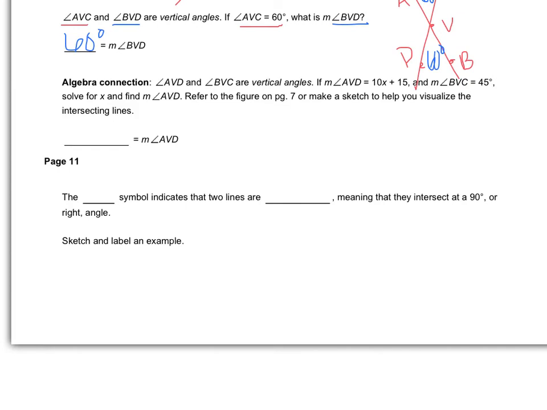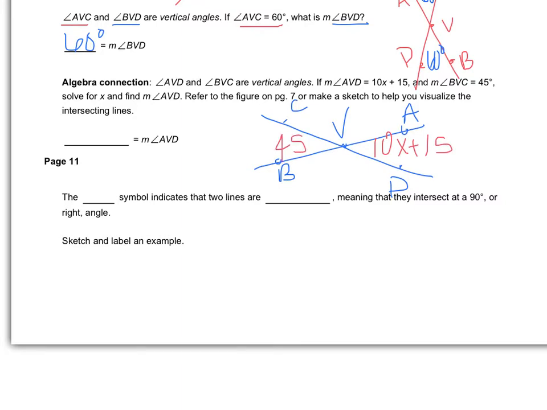So I have, again, two vertical angles, AVD and BVC. We're told that AVD is 10x plus 15 and BVC is 45. We're supposed to solve for x and find the measure of angle AVD. Well, again, we know that if they're vertical angles, they are going to be congruent. So that means that 10x plus 15 has to equal 45.